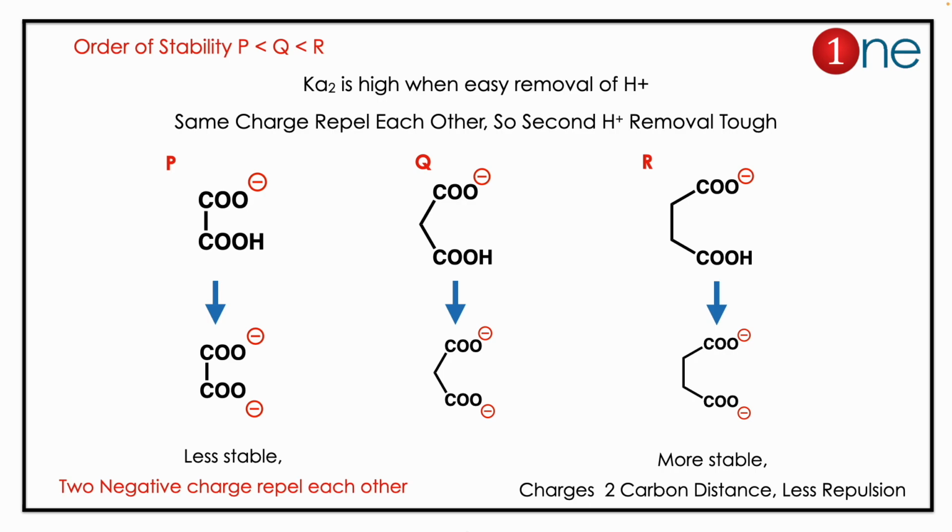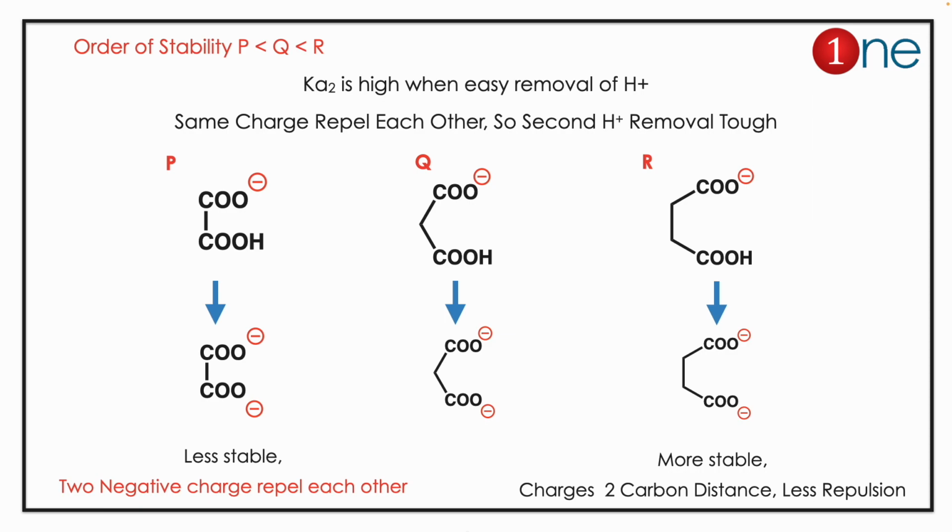Here the stability order is P, Q, R. R is more stable. Here Ka2 can be high whenever there is an easy removal of H+. Here the new problem comes because you cannot remove the second H+ because of the dianion nearby, because same charges repel each other. P's charges are nearby, so it is very unstable and it repels more. So the second removal of H+ won't be easy.